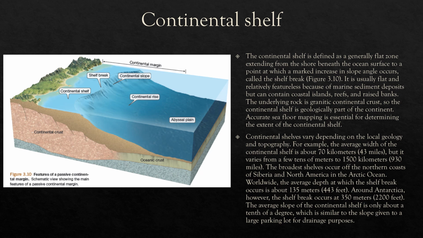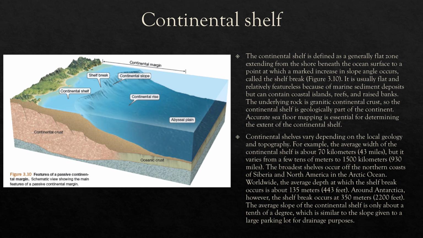This whole consists of the continental margin, which has the continental slope and rise as well. We'll discuss those in the next slides, but this slide talks about the continental shelf, which is a gently flat area extending from the shore beneath the ocean surface to a point at which a marked increase in slope angle occurs, called the shelf break. So it gradually goes up to the shelf break here, because here the angle increases after that.